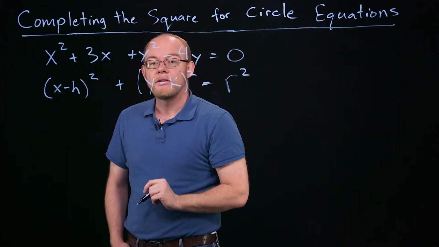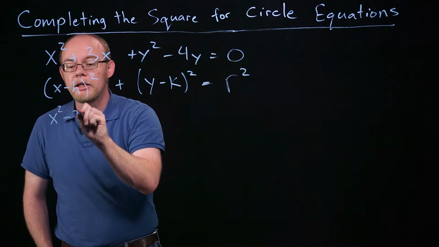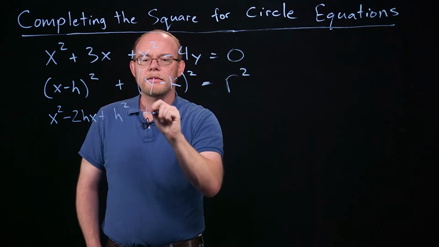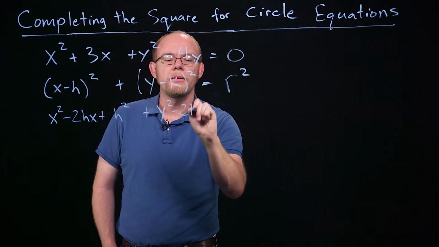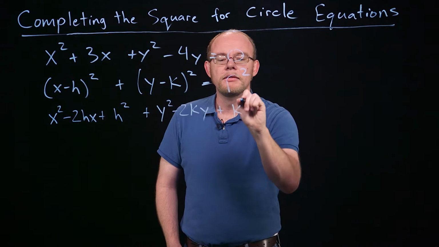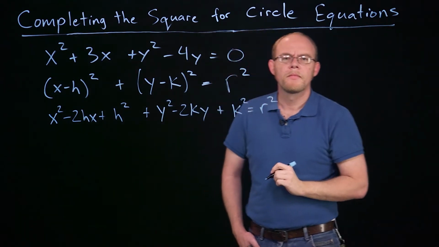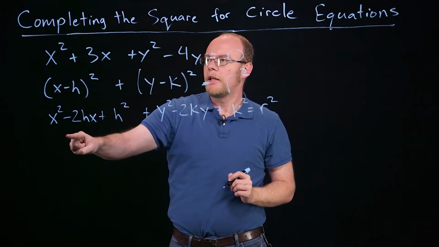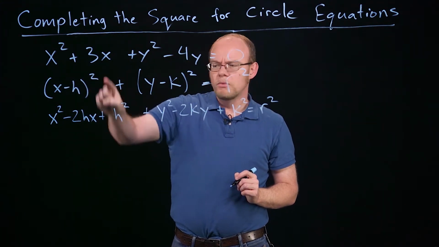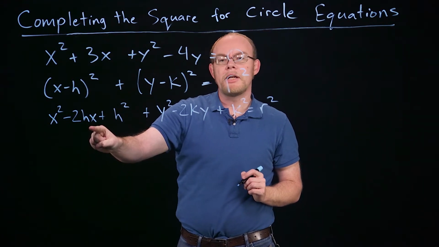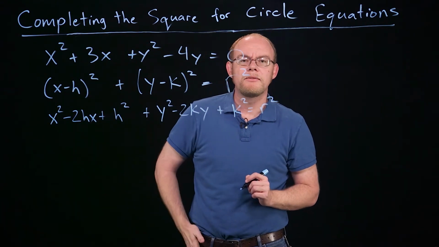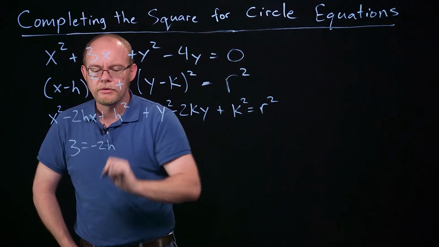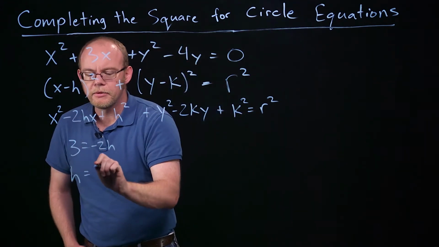So if we multiply this out, this is FOIL, so we have x squared minus 2hx plus h squared plus y squared minus 2ky plus k squared is equal to r squared. All right? Now what we do is we line this up. So we'll notice that the x squared is the same as the x squared. We'll know that the 3x, well, that should be like the negative 2hx. So if we look at this, we need 3x is equal to negative 2hx, which means that 3 needs to be equal to negative 2h, or h is equal to negative 3 halves.